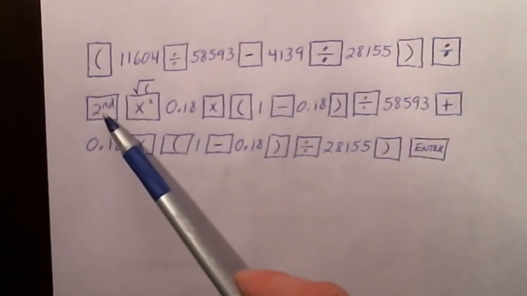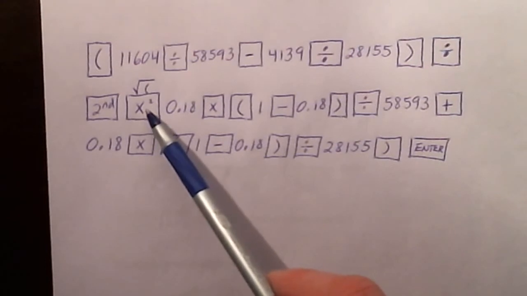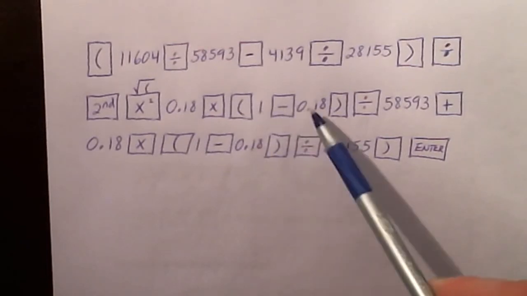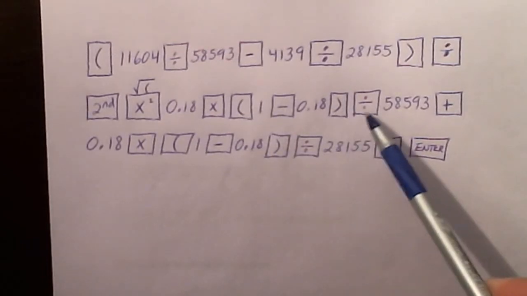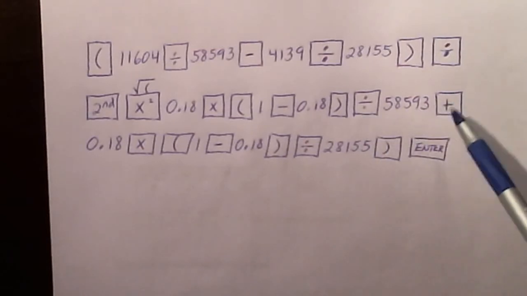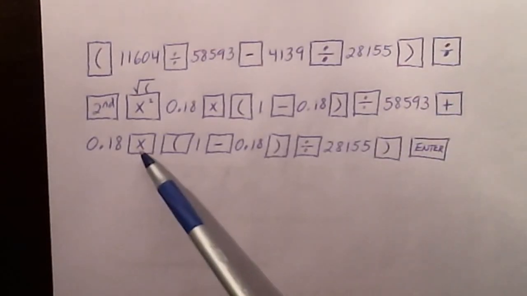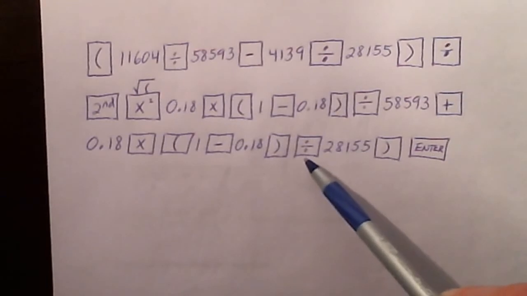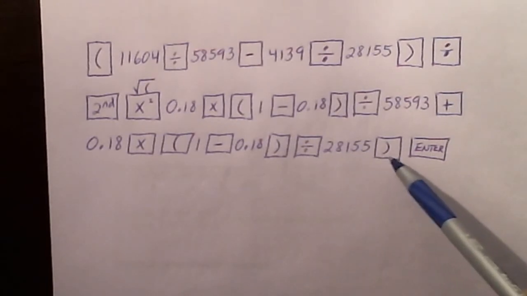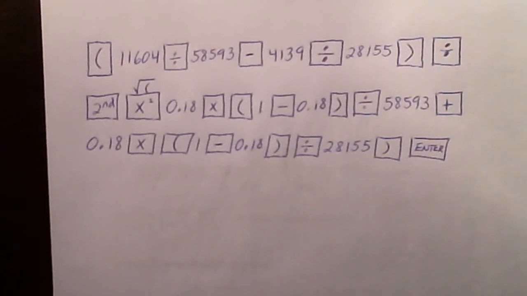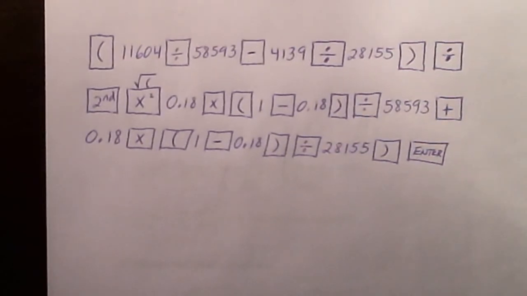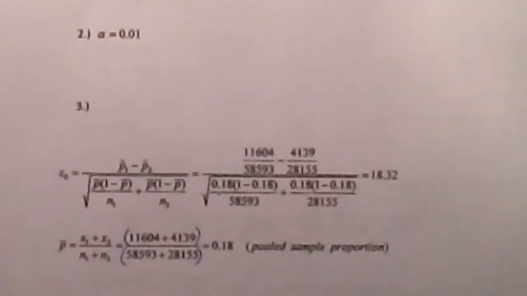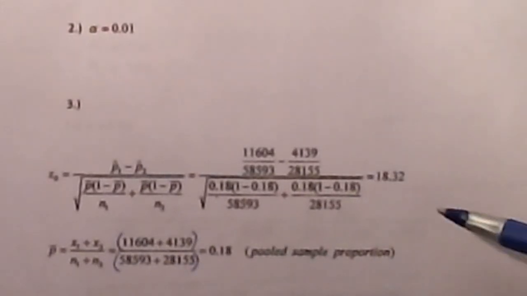You have to get your square root function. Second button followed by the x squared button. Then you type in 0.18 times, open parenthesis, 1 subtract 0.18, closed parenthesis, divided by 58,593, plus 0.18 times, open parenthesis, 1 subtract 0.18, closed parenthesis, divided by 28,155, closed parenthesis, and finally enter. If you type it in exactly that way, you will get the correct test statistic value, which should be about 18.32.